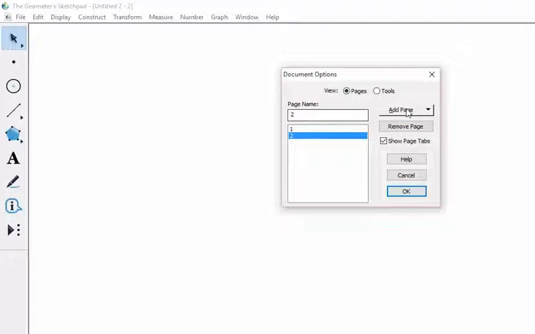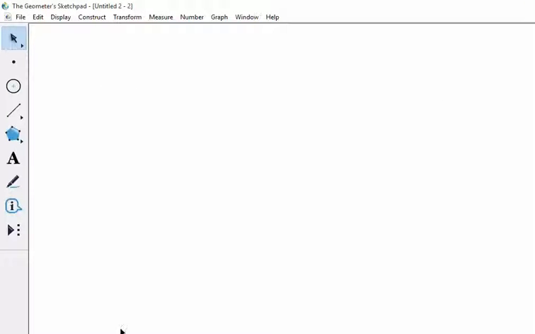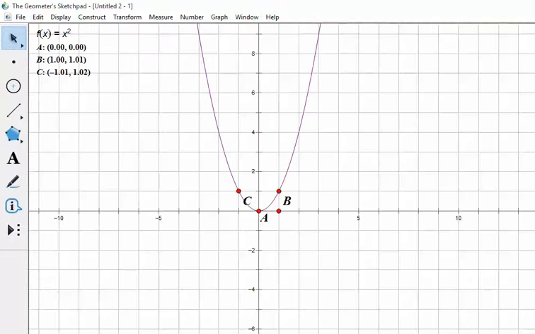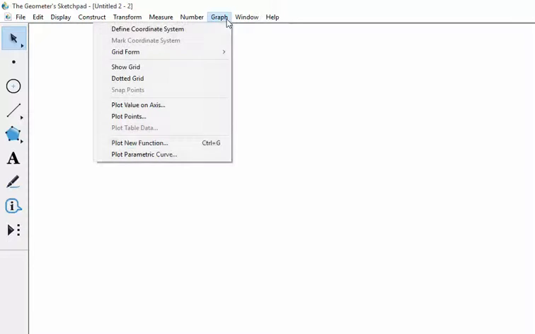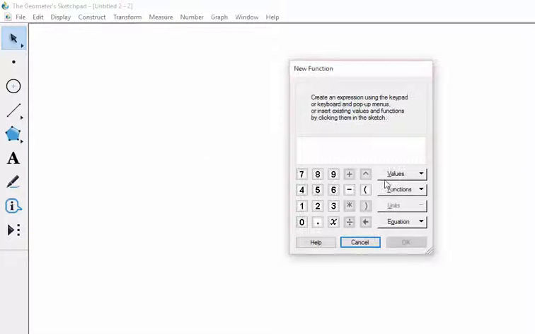I could have made a duplicate page. It would have been even easier. So I just added another page. So page 1 is still here, see? Now I have page 2, and I'm going to do the same thing, except now I'm going to graph a different function. Now, I don't think this is one from your problem.